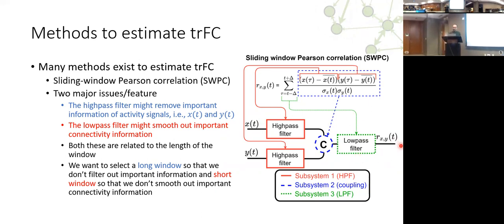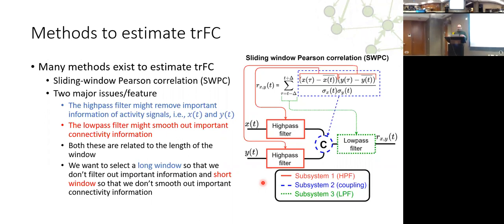Because notice that connectivity is something that we are estimating. We actually do not know what property it should have. We can study some of the properties of the activities, the X and Y's, but the properties of the connectivity are unknown to us. So we do not know what information should be smoothed out and what shouldn't be. So it is actually really hard.